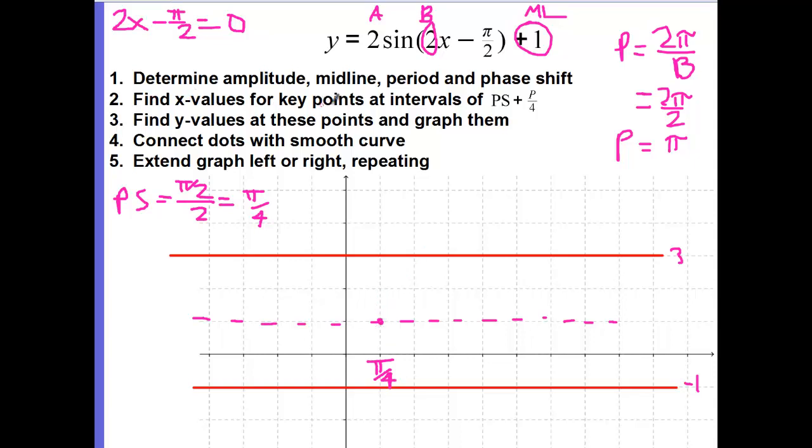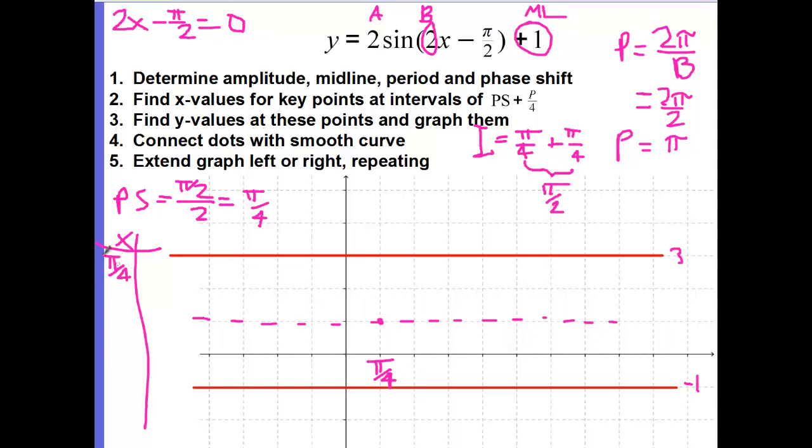Step 2, so that's where we're going to actually start our graph, at our value of 1. Let's find the x values for key points at intervals of the phase shift plus the period divided by 4. In other words, we're going to get those quadrantal points. I'll make a little table here for my x values. I'm starting at pi over 4. My interval, I, is the phase shift, pi over 4, plus the period of pi divided by 4. So the interval is actually pi over 2. Each point, I'm going to add pi over 2 to it.